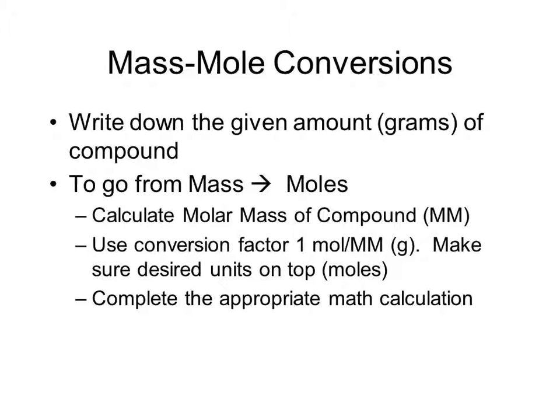or go back to your notes and look that up. Then we're going to use a conversion factor of 1 mole to the molar mass in grams, right? The molar mass in grams of that particular compound and 1 mole are the same thing. It's like 1 dozen equals 12. 1 mole, or 1 dozen, equals 12 things. So 1 mole of material equals this many grams.